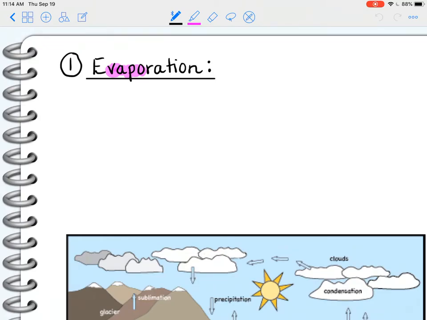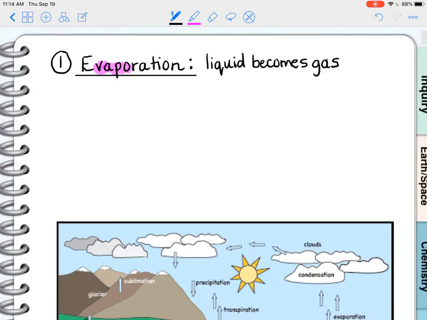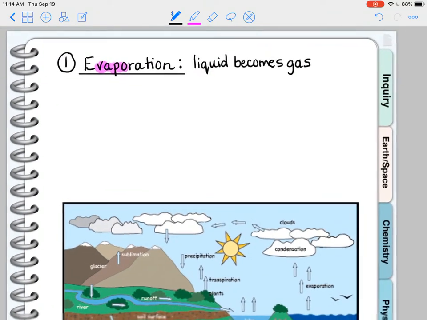This is the process where a liquid turns into, it's still water, but it's changing state. So liquid becomes gas. That's what evaporation means. This is what happens if you put out a bucket of water in the sun and you go back 10 hours later. That water may be gone because that liquid has become gas. It has absorbed into the atmosphere.